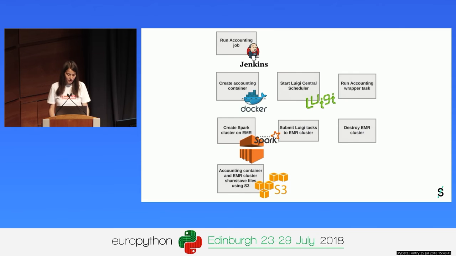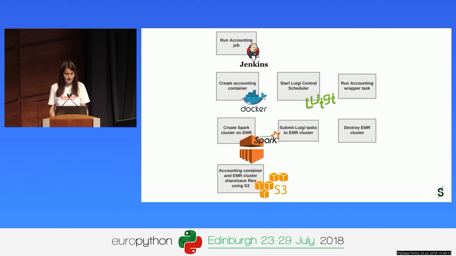To finish, I'm going to summarize the main steps involved in the accounting pipeline. First, we use Jenkins to trigger the accounting job. The reason behind it is that Jenkins allows us to schedule the job so that it runs daily, and it's also a central place where we have most of our batch jobs, so it allows us to easily monitor if they are all fine.